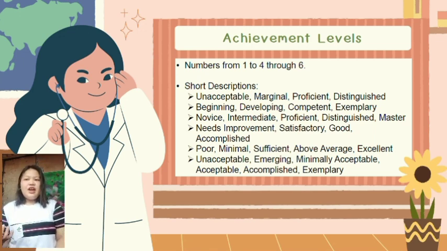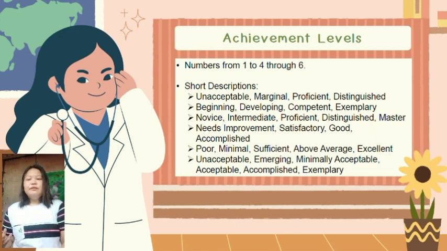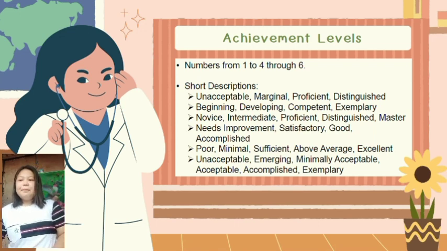So if they're unacceptable, marginal, proficient to distinguished. We have beginning, developing, competent to exemplary. We have novice, intermediate, proficient, distinguished to master. We have needs improvement, satisfactory, good, and accomplished. We have poor, minimal, sufficient, above average, and excellent. We have unacceptable, emerging, minimally acceptable, acceptable, accomplished, and exemplary. So these are the common examples of achievement levels.